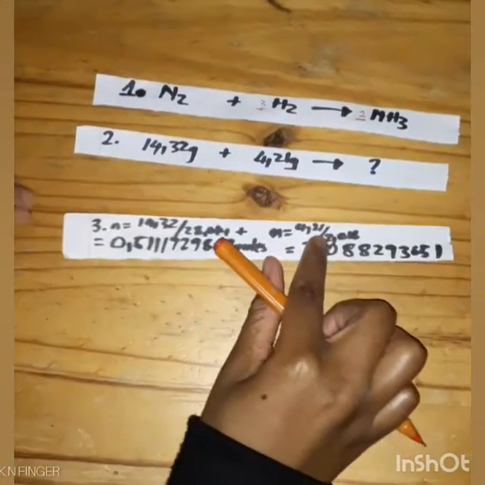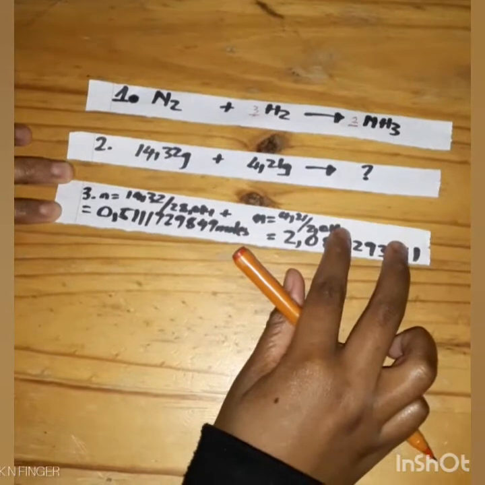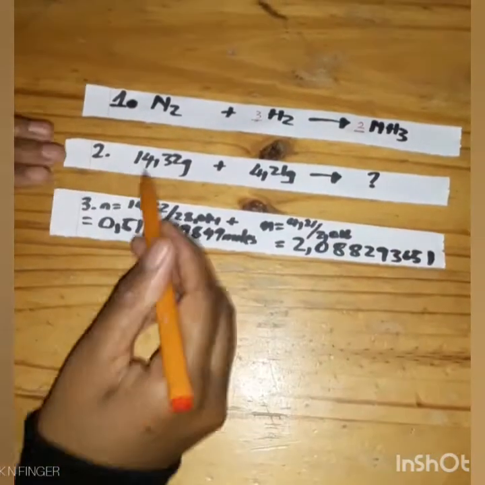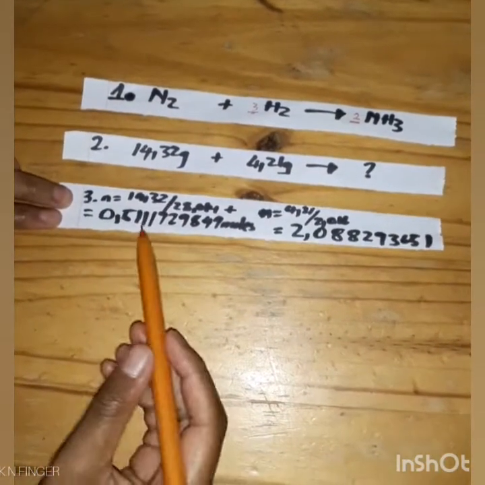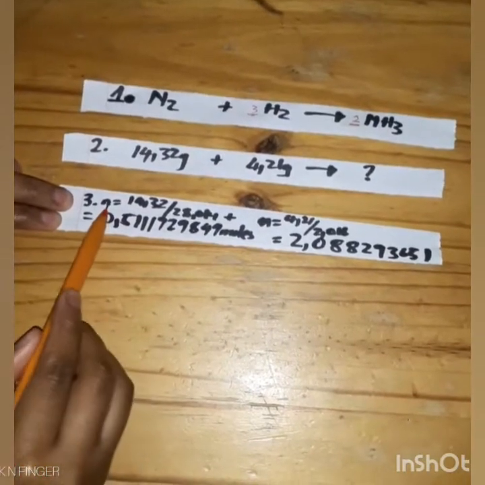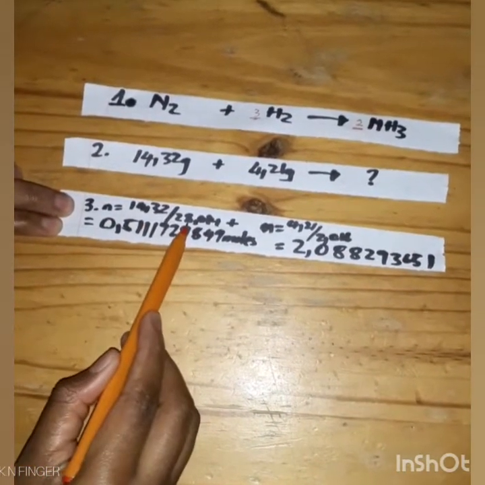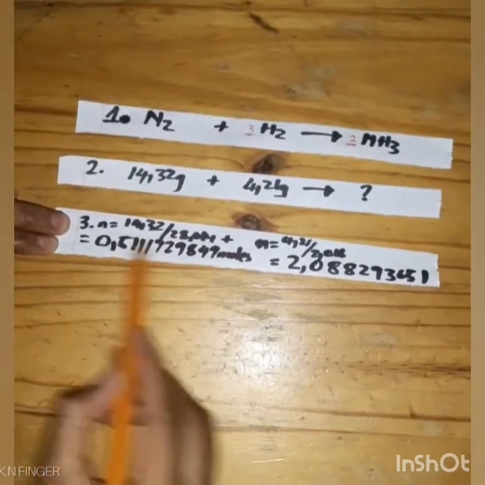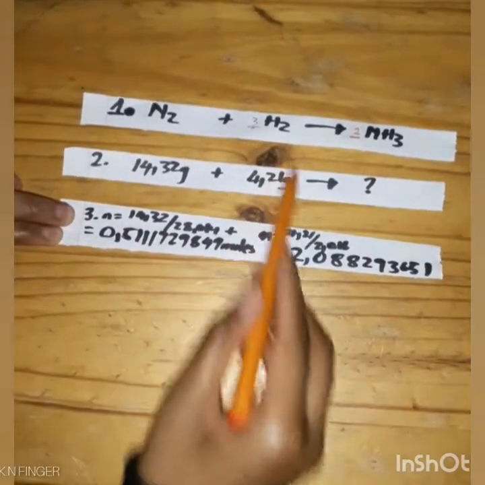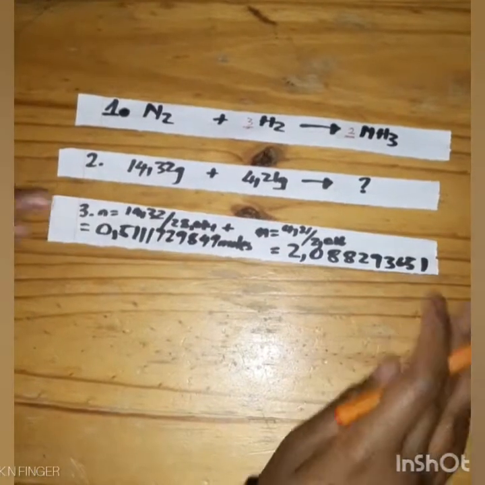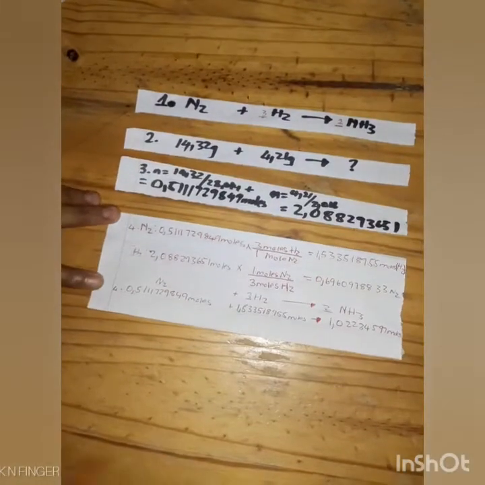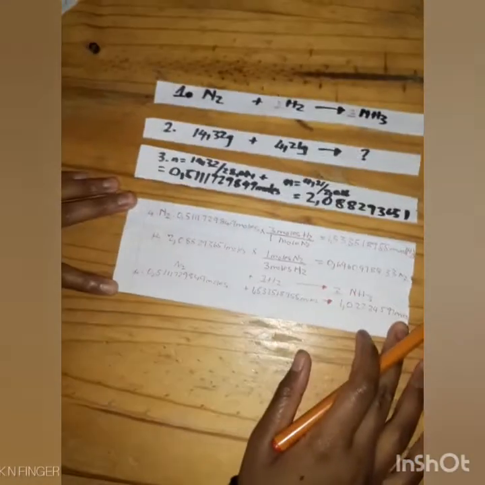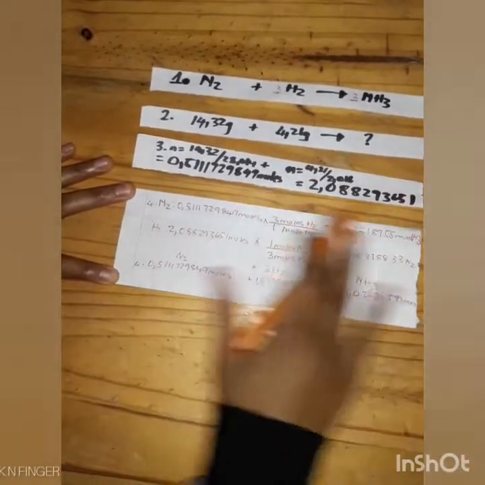All right, and then the third step, that's where now you convert the grams to a number of moles. So you know that for a number of moles, you use the grams divided by the molar mass, it will give you the moles. All right, you do that for nitrogen and also for hydrogen. Okay, so the fourth step, that's where now you use the conversion factor ratio or formula.